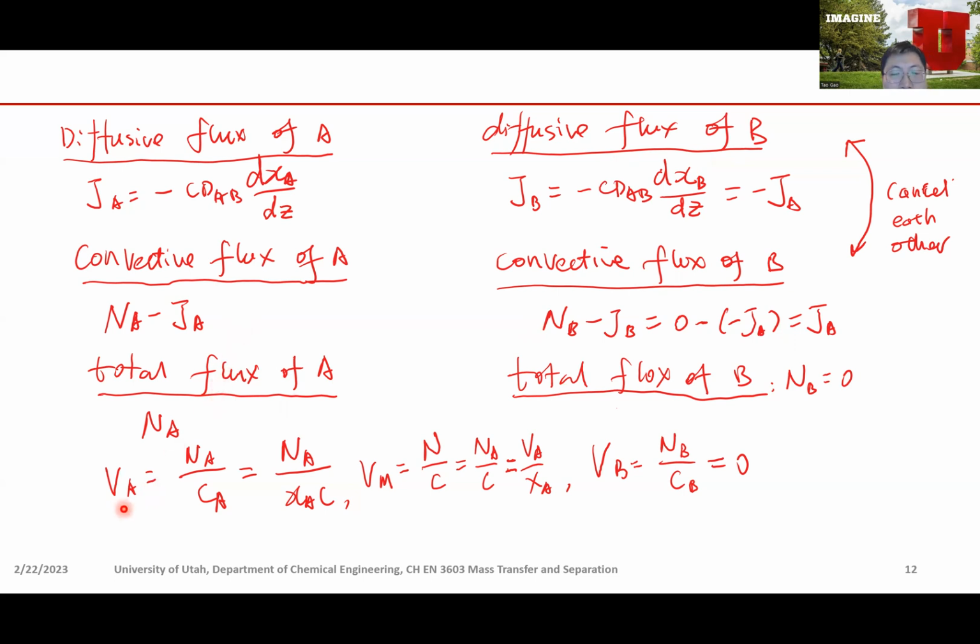We can compute the velocity of A with this equation, the molar average velocity of the mixture, in this case, and the velocity of B, which is 0. We find the molar average velocity of the mixture, which equals the total flux of A plus B divided by the concentration. And because N_B is 0, that gives us N_A divided by C. This is non-zero. And V_A is also non-zero.